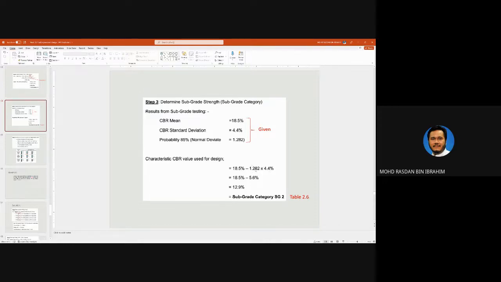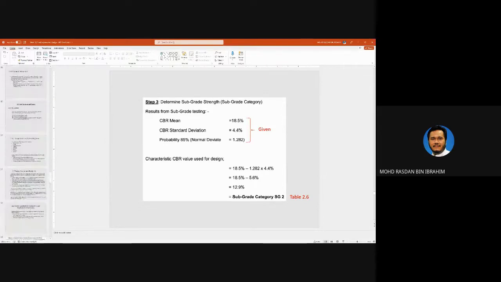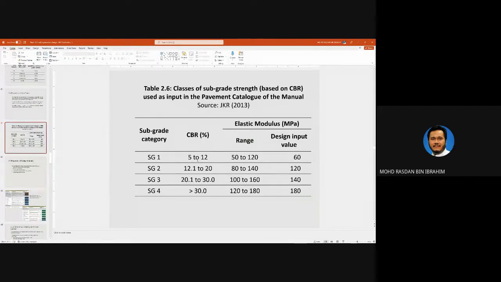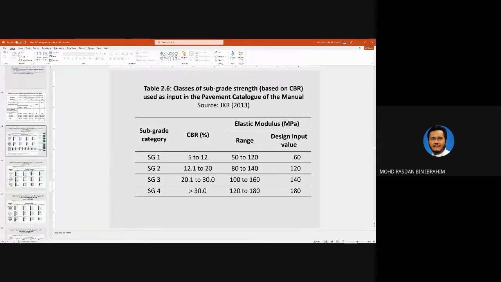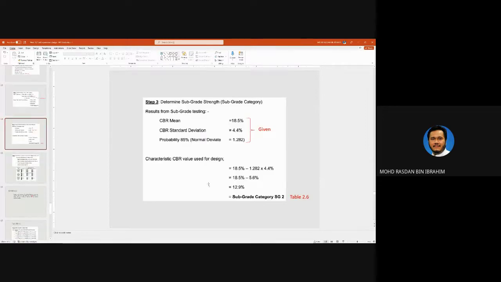Dia orang tulis kurungan, letaklah kurungan sikit kan. Ini semua boleh mendatangkan marah. Okay, so 18% minus 1.282 multiply with 4.4. So you get the percentage of CBR, 12.9%. Refer to this table. Okay, 12.9%, somewhere here. So it is SG2.